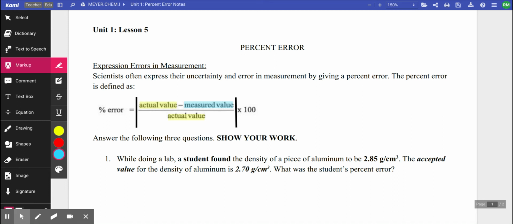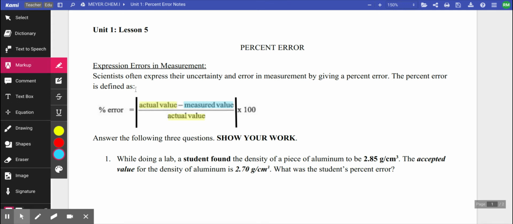Hi everyone. Today we are going to talk about percent error. Scientists often express their uncertainty and error in measurement by giving a percent error. Okay, and then I give you the formula to find percent error.